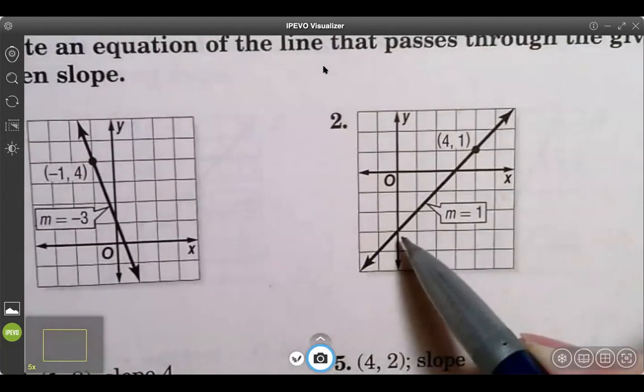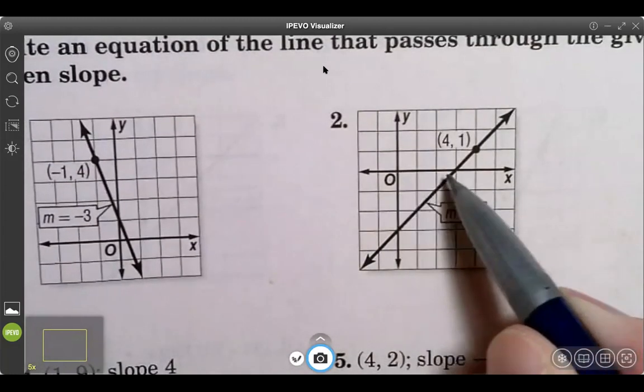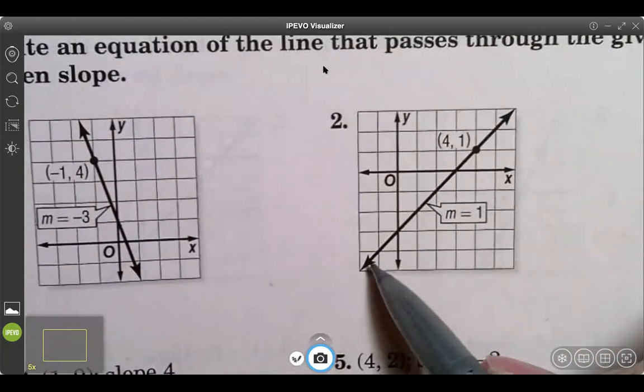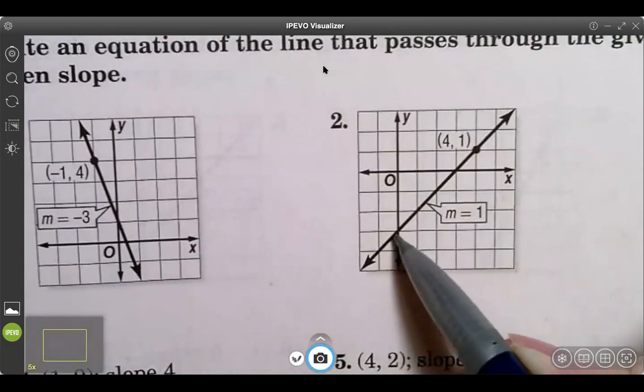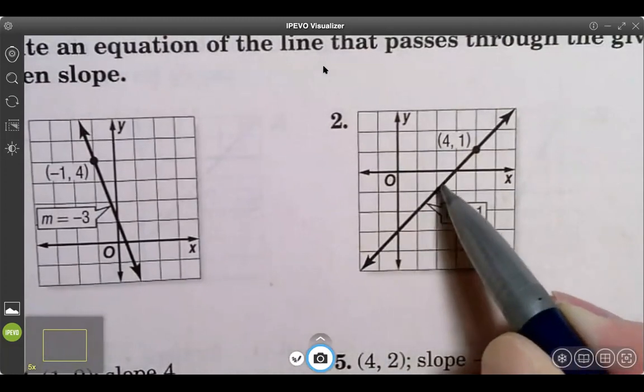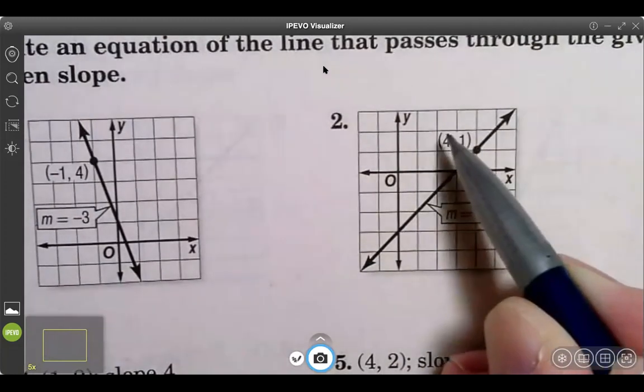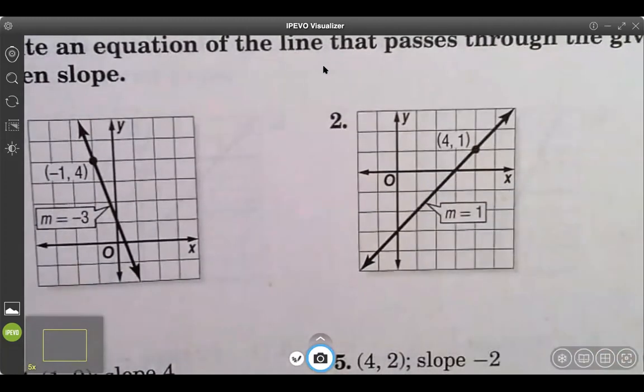This one has a slope of 1. It says it. If you went between the intercepts, you would rise 3, run 3, or rise negative 3, run negative 3. But a slope of 1 is going to go through every single grid. So as soon as I see one that goes through every single grid, I know my slope is 1 if it's going up, or my slope is negative 1 if it's going down.